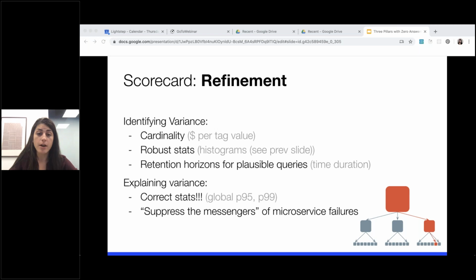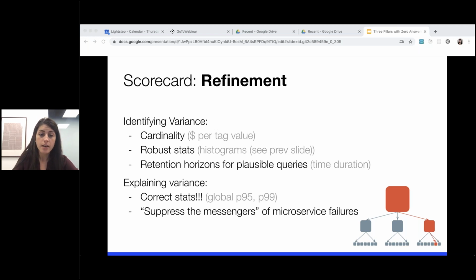The other part of the refinement scorecard is explaining variance. Once again, correct statistics is really important here, and there's a lot of inaccurate statistics out there, so just make sure that you're looking at correct statistics while you're performing the refinement activity.